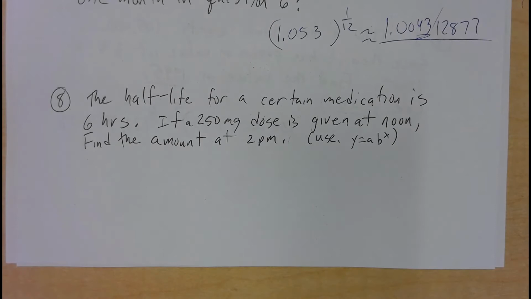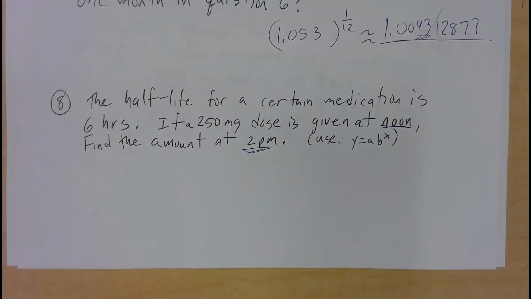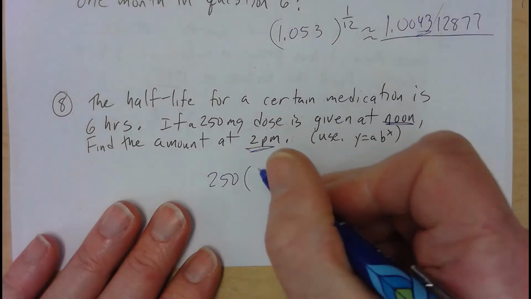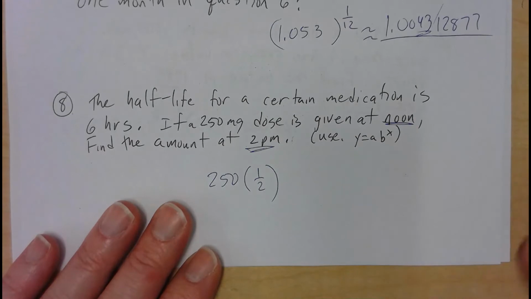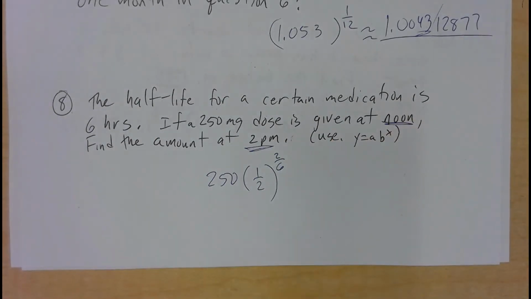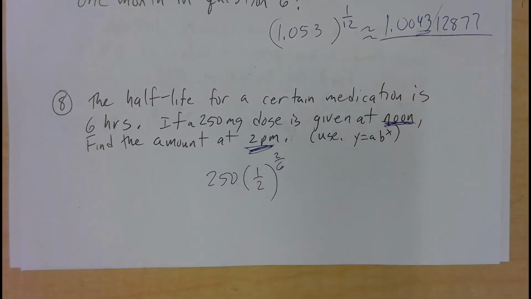Okay, so the half-life means half of it goes away in 6 hours. So I want to know from noon to 2. From noon to 2, that's only 2 hours out of the 6. So I'm going to say 250 is my starting amount. Half of it goes away in 6 hours. That'd be the full time, 6 hours, but it's only 2 hours, so I do 2/6. If it was 6 hours, it'd be 6/6 or 1. So one time period is 6 hours. I'm only doing 2 hours from noon until 2, so I do 2/6.